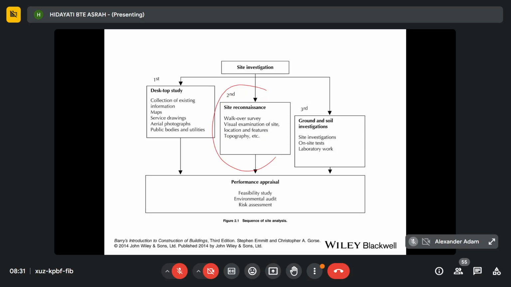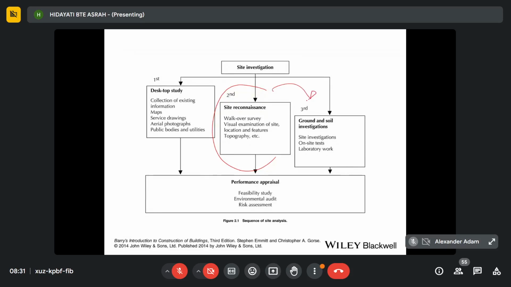Okay, then all maps and records, you need to assemble them, and then you compare with the findings during the walkover. So, walkover, meaning that all maps and information from the desk study you can compare with the findings during the visual inspection. Okay, so that is the second stage.